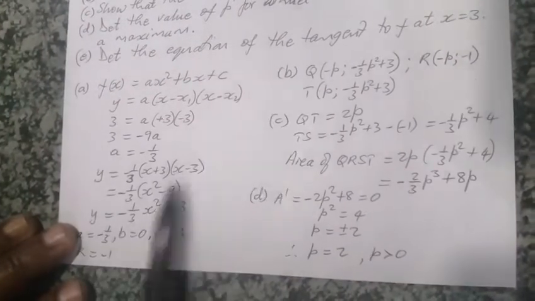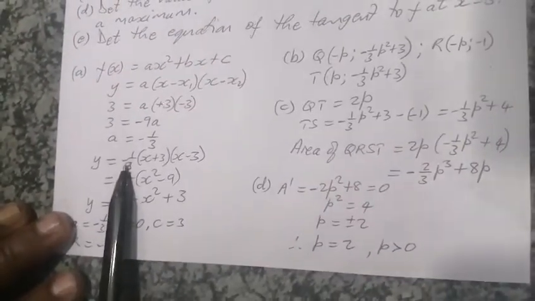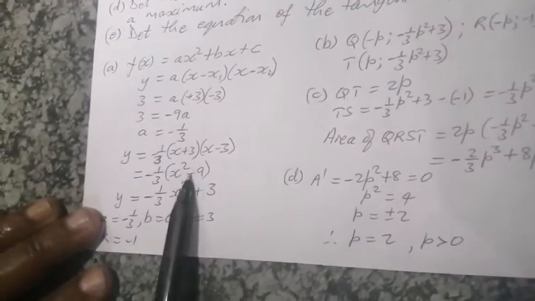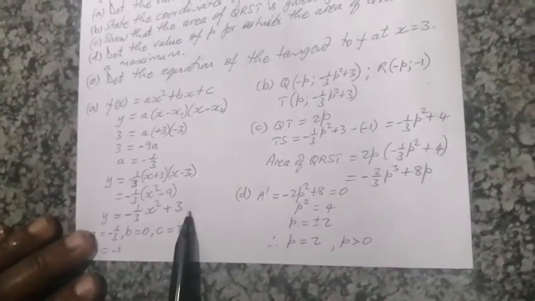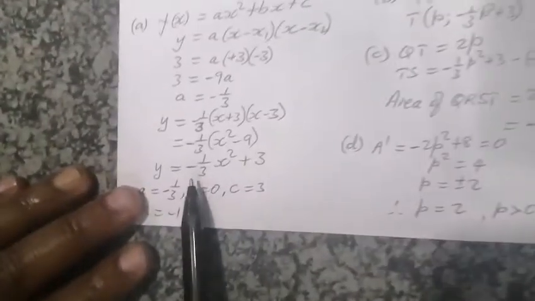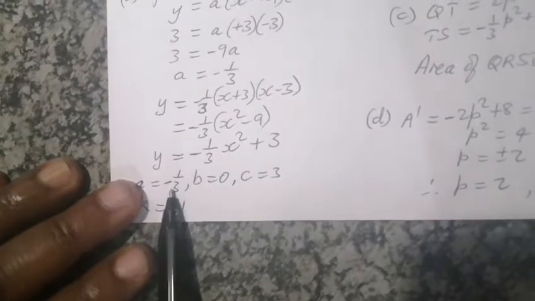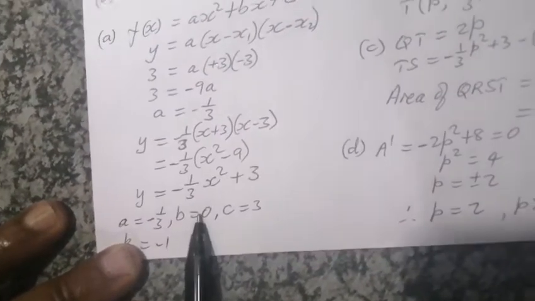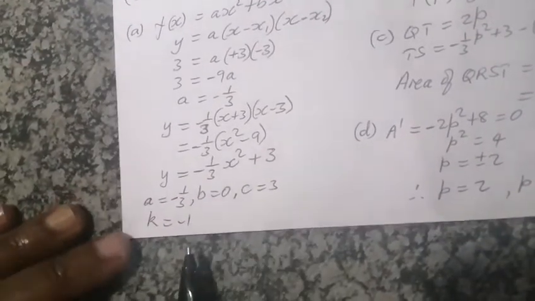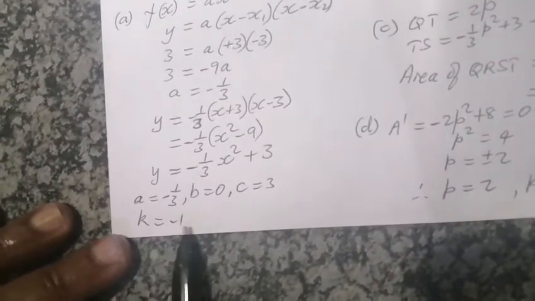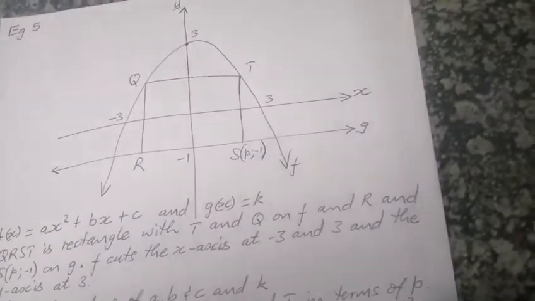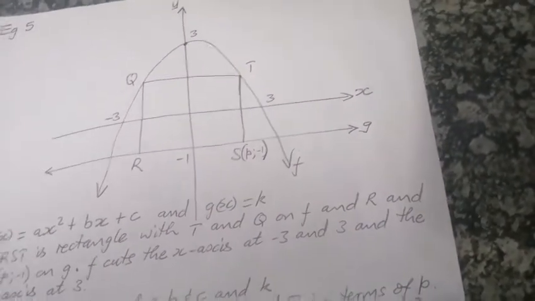Now we can actually expand, substituting our a. This is the difference between two squares, which gives us that, which then reduces to that, which means our a is equal to -1/3. Our b, since there is no term in x, is equal to 0. Our c is equal to 3. Then our k is equal to -1. I think I mentioned it earlier on. This is the graph of y is equal to -1, which is the G graph.